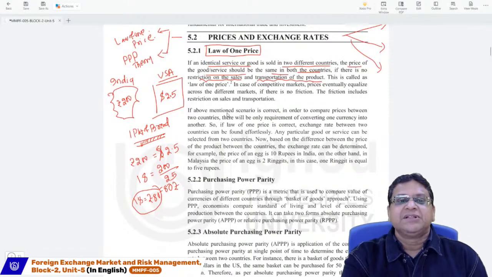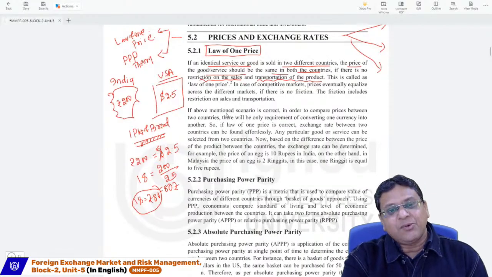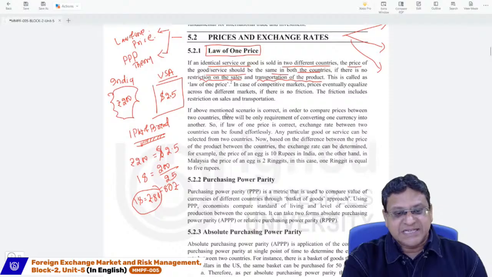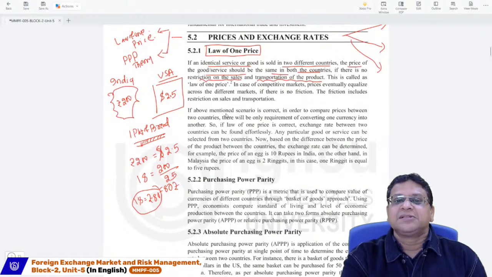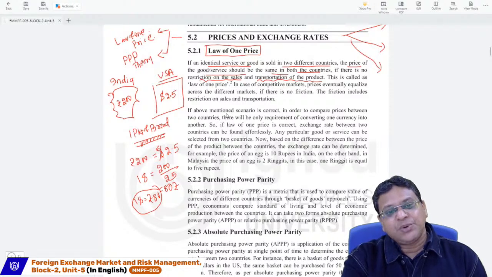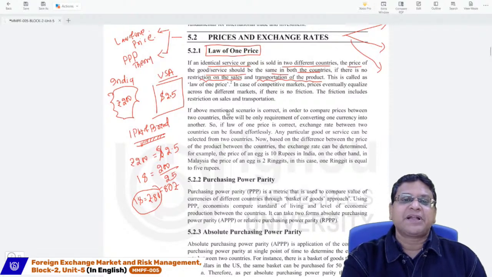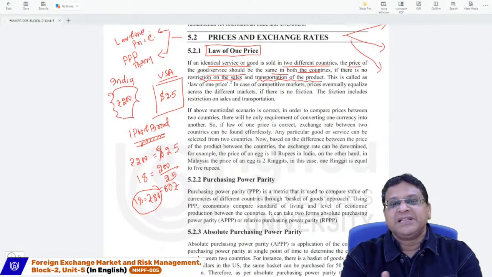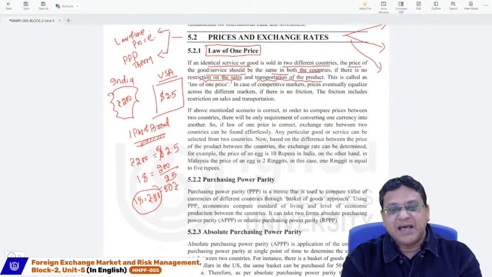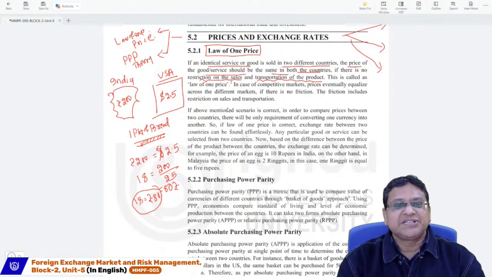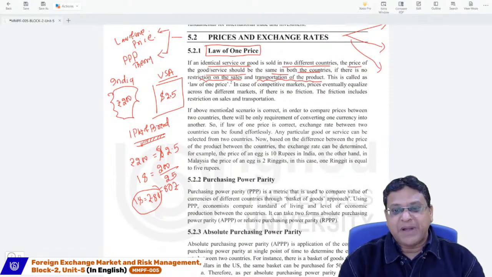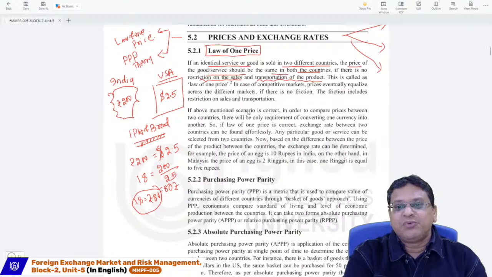And ultimately, in the country where the price is low and people are buying, the price will start increasing, and where the price is high, people will sell the product and the price will come down. Ultimately there will be an equilibrium where the price of two similar products in two similar countries is the same. This is known as the law of one price.